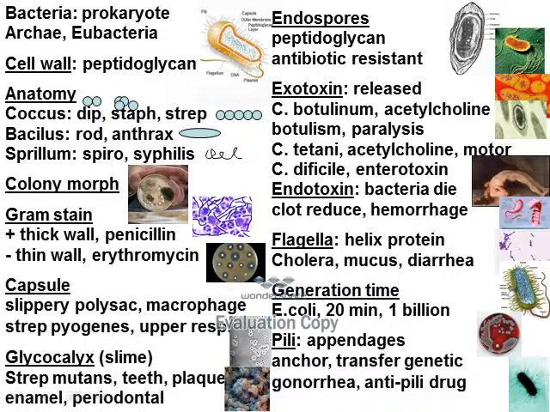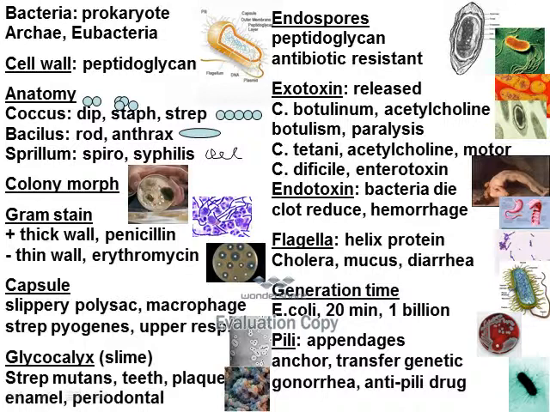Exotoxins, these are released to affect target tissues, such as organs. Botulinum is the one that interferes with acetylcholine, and we get flaccid paralysis. Tetanus works the opposite way, affecting acetylcholine and motor neurons. And finally, C. difficile causes that enterotoxin diarrhea. An endotoxin is different because, in this case, the cell wall breaks apart. It may interfere with clot forming and may cause hemorrhaging.